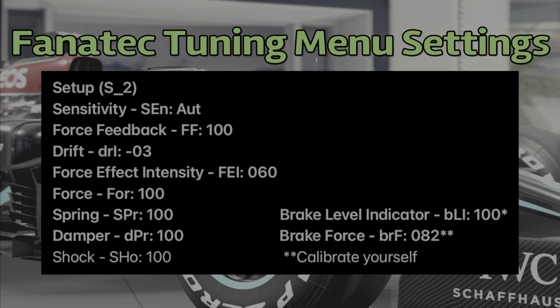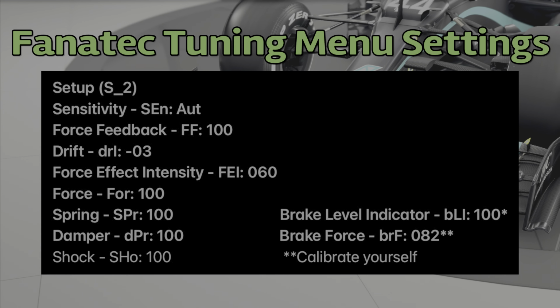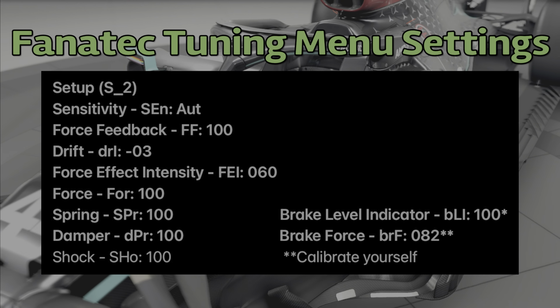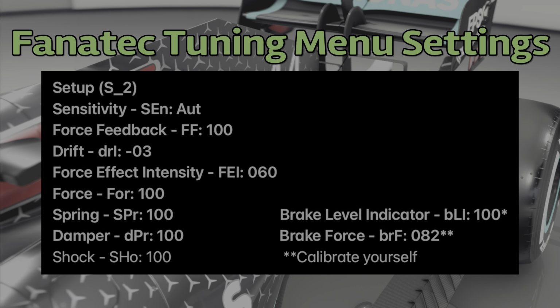So we've got the sensitivity or the SEN on auto. This is basically the wheel rotation setting. So we've put that onto auto and we'll adjust that in-game as necessary. Force feedback we've got on 100.